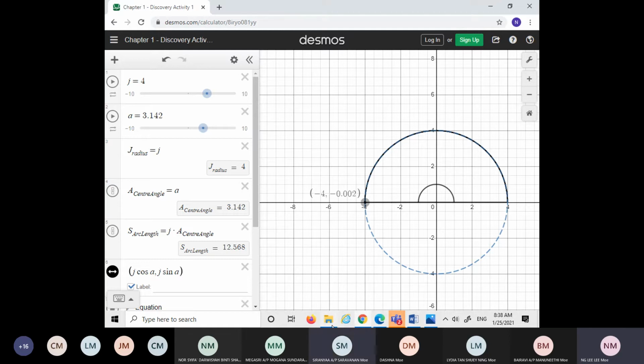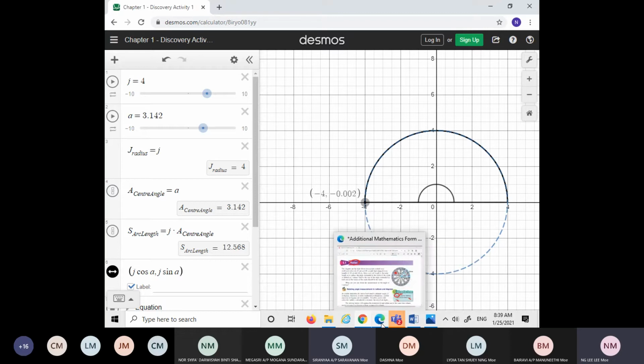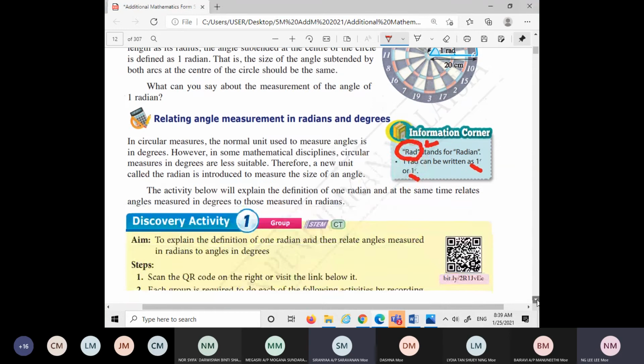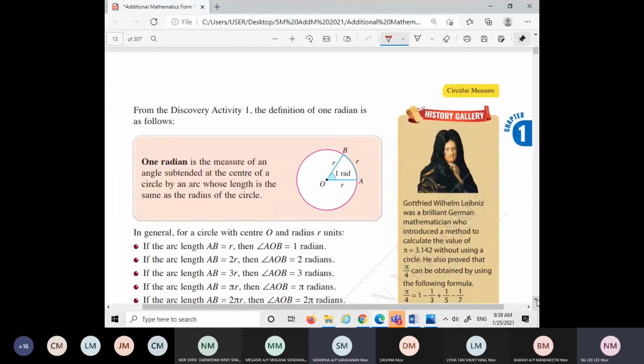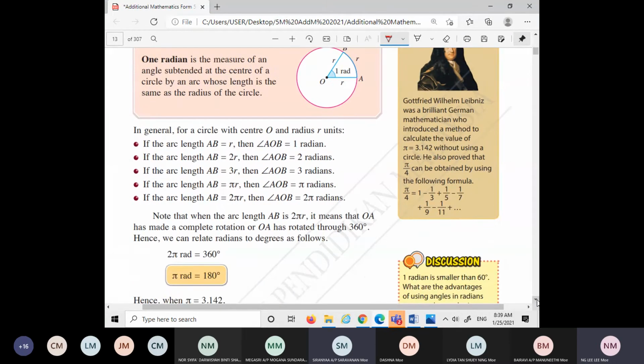Okay, so we come back to the textbook. Where's the textbook? Okay, so here. One thing I want to show you is this. I put a tick here, which means afterwards you're going to copy this in your notebooks. Just now I showed you already. Pi radian is the same as 180 degrees. Okay, this is one thing.